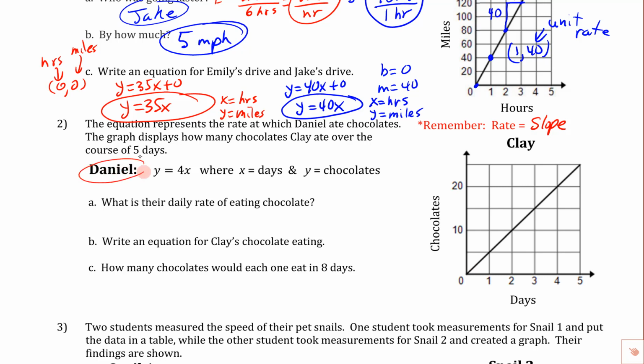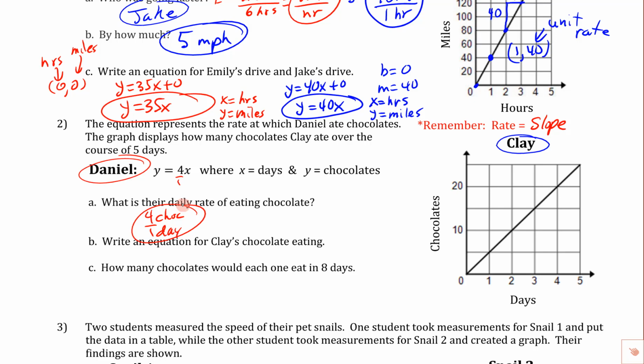So I'm going to do the same thing here. I'm going to do Daniel in red, and I'm going to do Clay in blue. So for Daniel, we've got an equation. Now, that equation is written as y equals mx plus b. There is no y-intercept there, so that kind of confirms that this is a proportional relationship for us. So we're going to write down that his rate was 4 over 1. Now, remember, the y's are the numbers that go on the top, so that would be chocolates, and x's go on the bottom when we're calculating rate or calculating slope. So this is going to be chocolates per day. Okay, so we're going to circle that one.